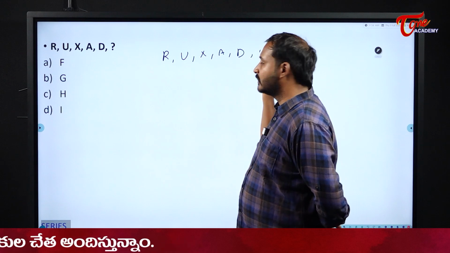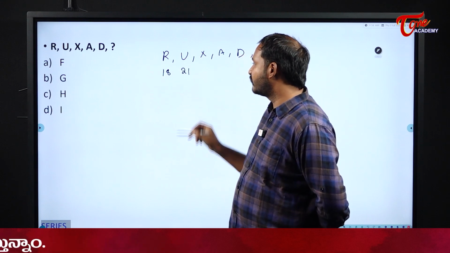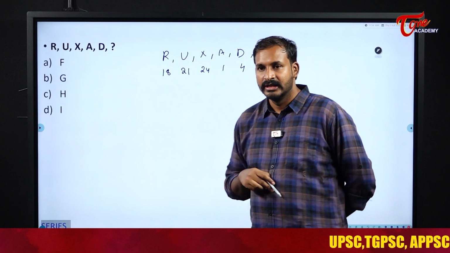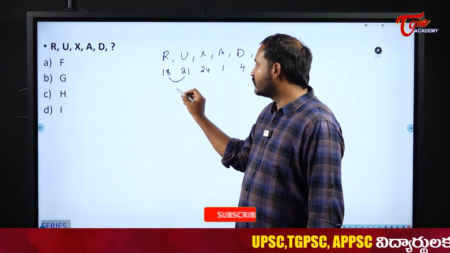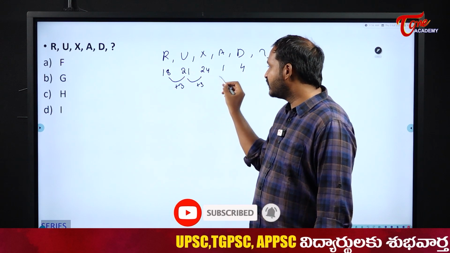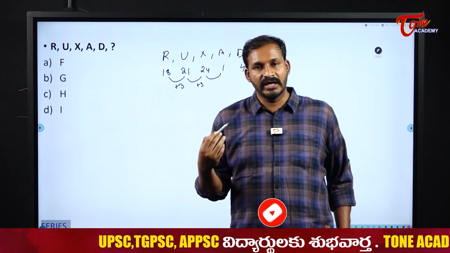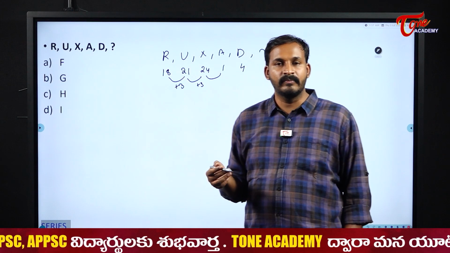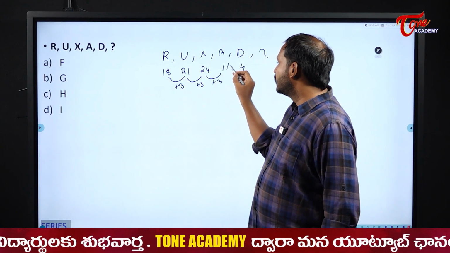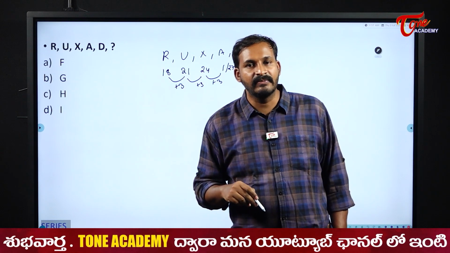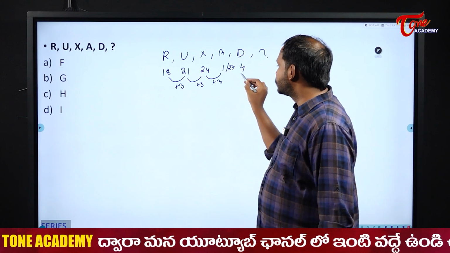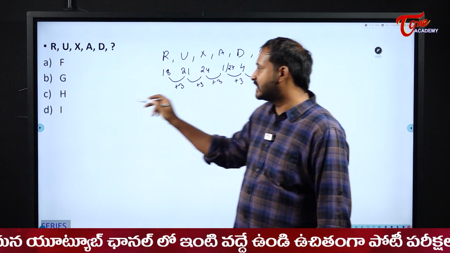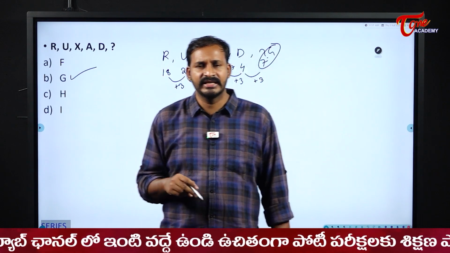RUXAD. What comes next? R is 18th alphabet, U is 21st alphabet, X is 24th alphabet, A is first alphabet, D is 4th alphabet here. Now please see here, students. What is happening here? From here to here plus 3. Now if I assume that it is continuing with plus 3, plus 3, plus 3, 24 plus 3, what should it become? 27. That means A only, right? 27th alphabet is A only. Next, plus 3. Anyway, the logic is getting continued. So plus 3. What is 7th alphabet for me? G. So my answer here becomes option B.